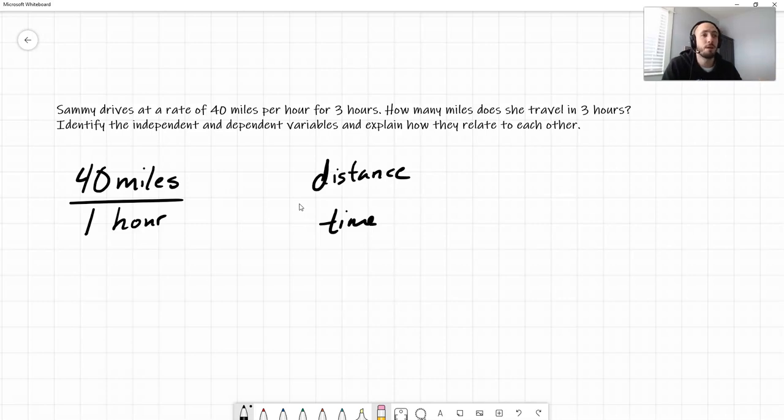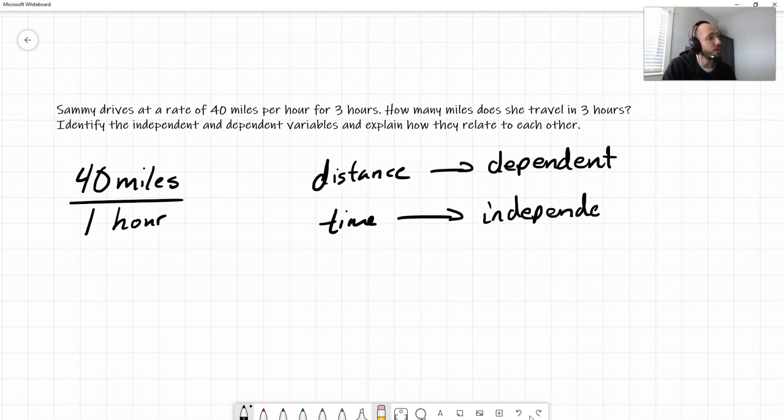If we drive for 1 hour, obviously we're going to go 40 miles. If we drive for an hour and a half, we'll go 60. If we drive for 2 hours, we'll go 80 miles, right? So because our distance depends on how long we travel at this speed, our distance is our dependent variable. And our time is our independent variable.